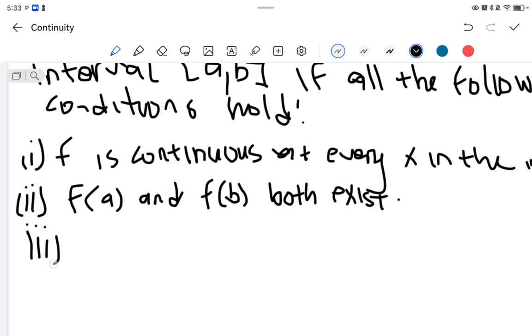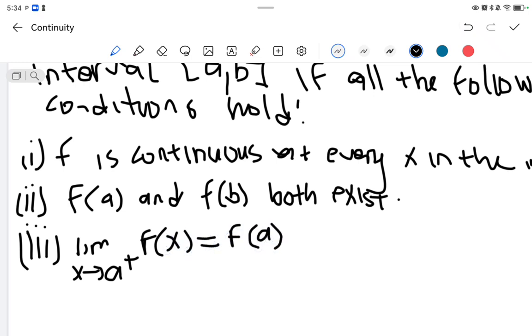Then we're just going to be checking f of a, f of b. We're just checking the left hand limit and the right hand limit. For this one, we say the limit as x approaches a from the positive side of f of x. So we check the right hand limit. If the right hand limit equals f of a, then this should be right continuous.